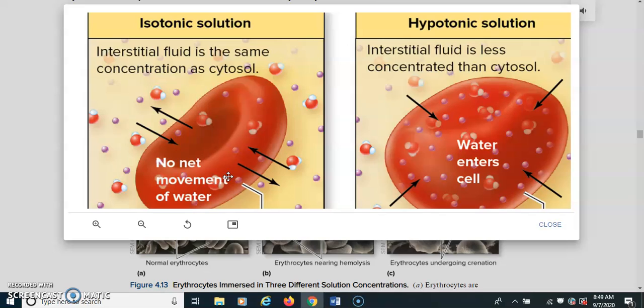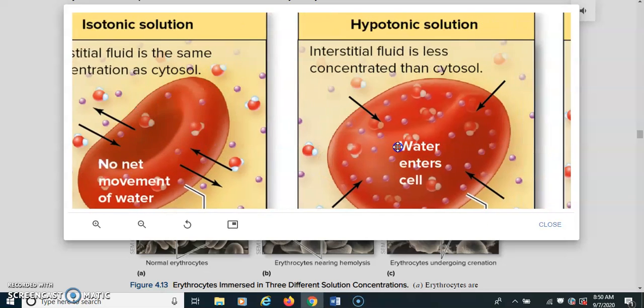All right. So this is what we need to be familiar with, other solutions that our cells could be exposed to, and the names that we call those types of solutions. So remember, iso means same. So this means the solute concentration outside of the cell was the same as the solute concentration inside the cell. So water did not, there's no net movement of water. It moved equally between those two areas. So the cell maintained its shape.